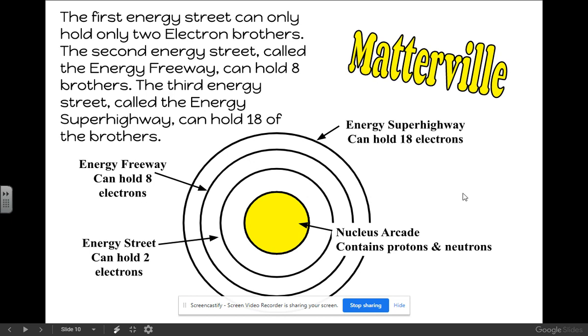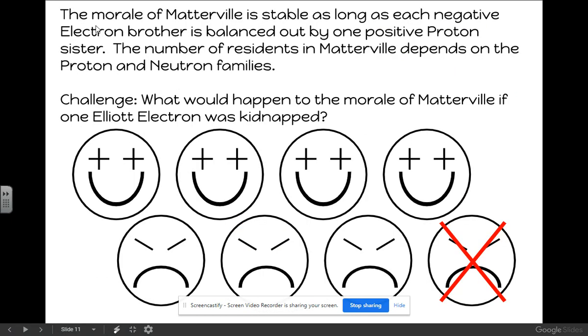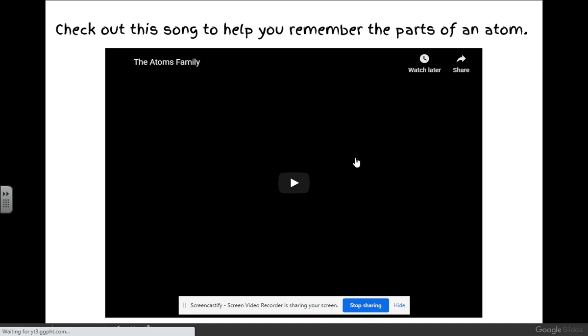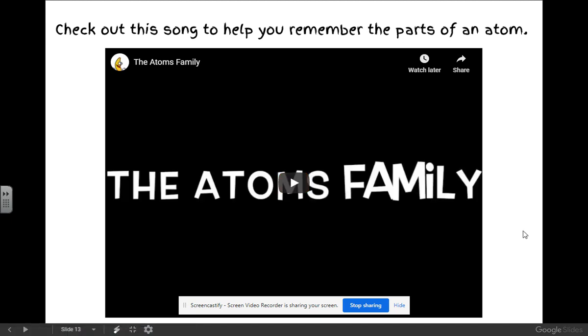This little presentation, or the story of the Atoms family, actually does have a little song, and I have actually linked it, and I do want you to think about it. I've linked it here at the very end of the lesson. Look at the words to see if it helps you to remember all the parts of an atom.